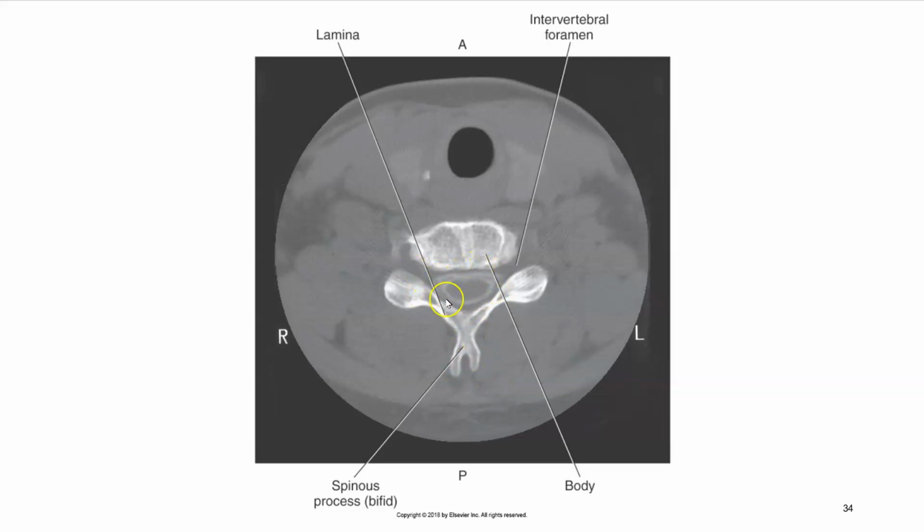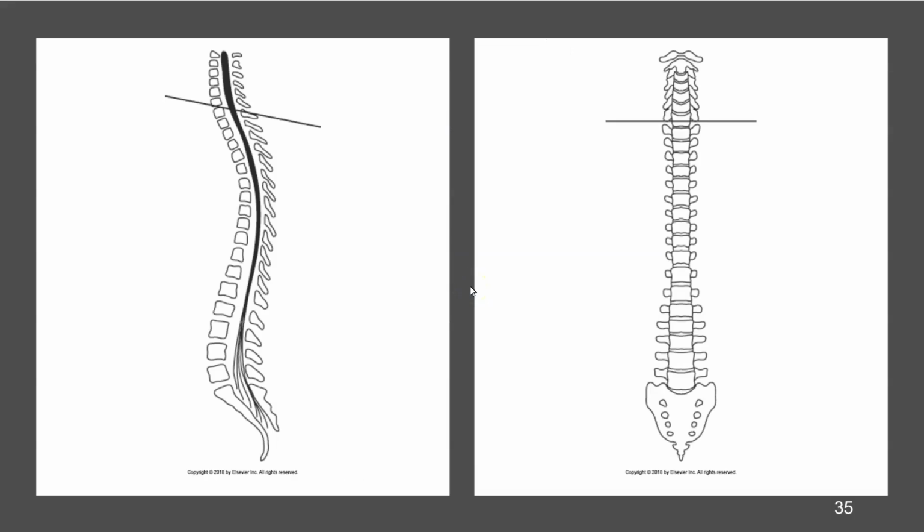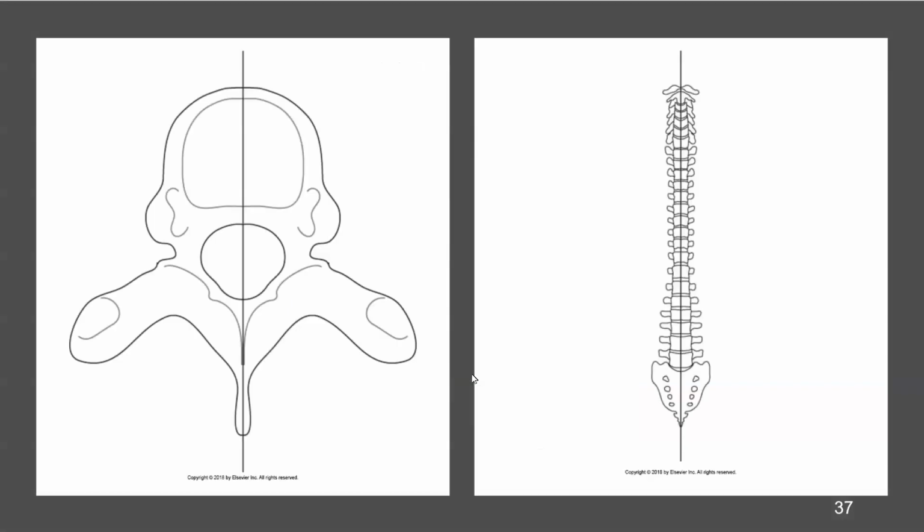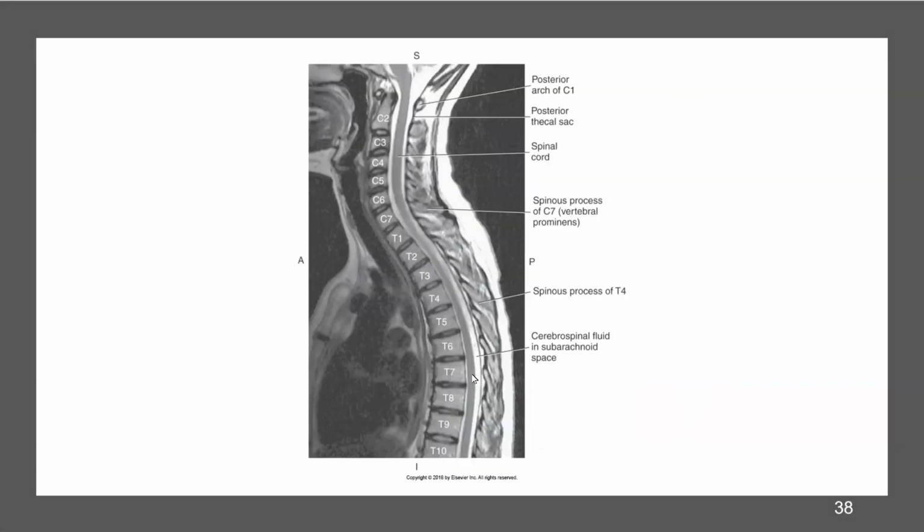So this is a myelogram, so you can see the CSF is nice and bright with contrast, and our cord is in the middle. So here's another axial. So we've got the body of C7. Here's our transverse foramina. Here's our transverse process, and here is our spinous process of C7. Okay, we're going midline. So let's take a look at this.